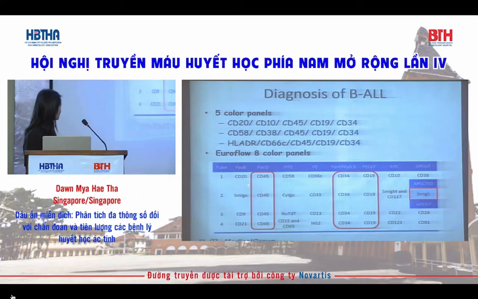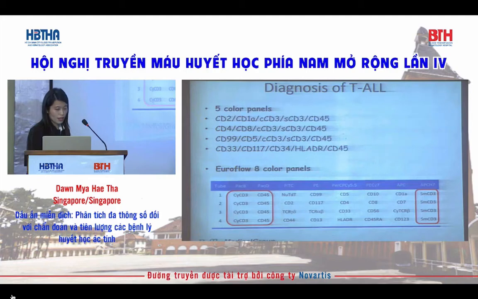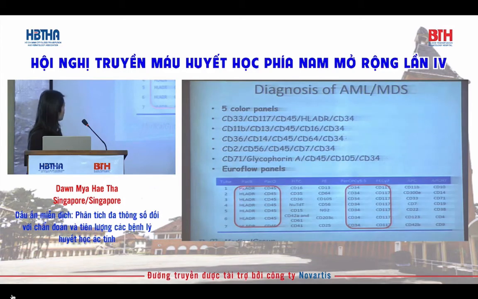So here we use CD45, CD34, and CD19 as backbone markers to identify the B lineage cells, and other target antigens are added based on the B cell maturation as well as to detect the aberrant antigenic expression. Similarly, for T acute lymphoblastic leukemia, cytoplasmic CD3 and surface CD3 together with CD45 are added as backbone markers, and the rest of the antigens are based on T cell maturation as well as aberrant antigenic expression. And the same goes for acute myeloid leukemia.